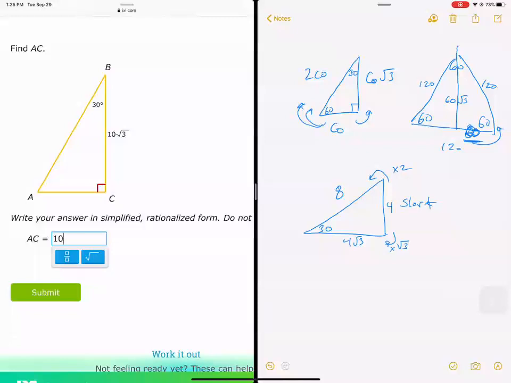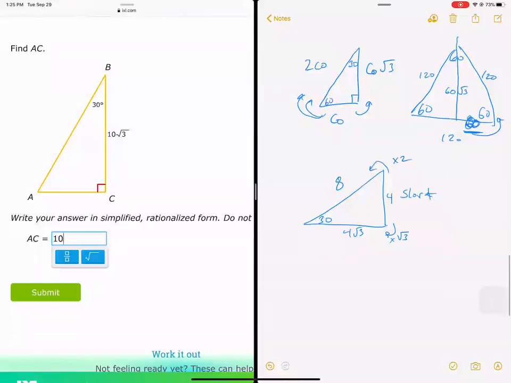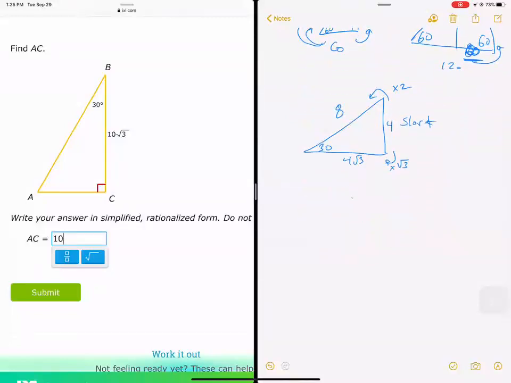In the case on my left, I see they gave me not the short side. So if they don't give you the short side, we have to work backwards to the short side. Always go back to the short side. And we said, since I multiply by square root of 3 to go long, I divide by square root of 3 to go short. So 10 square root of 3 divided by square root of 3 equals 10.